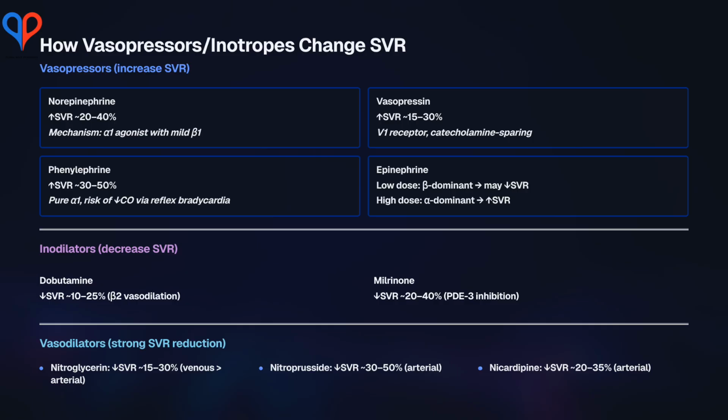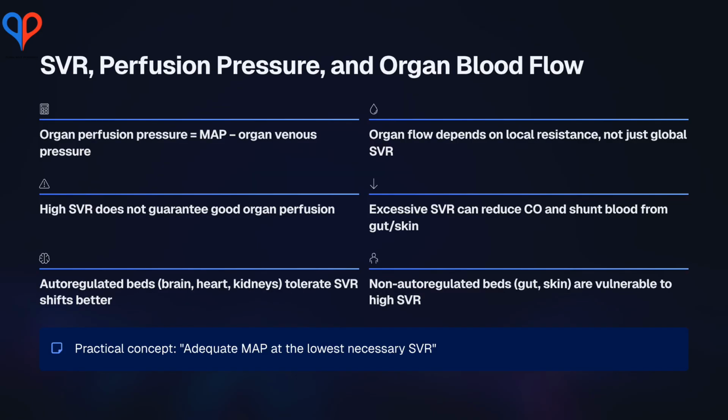Inodilators like dobutamine and milrinone reduce SVR by 10 to 25 and 20 to 40% respectively, improving forward flow but risking hypotension. Nitroprusside and nicardipine strongly reduce SVR, which may be therapeutic in afterload-heavy cardiogenic states. Global SVR is not the same as organ perfusion. Organ perfusion pressure is MAP minus organ venous pressure, but actual flow depends on local vascular resistance.